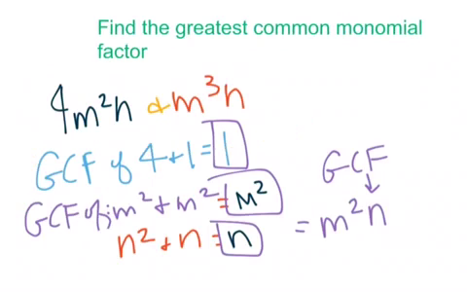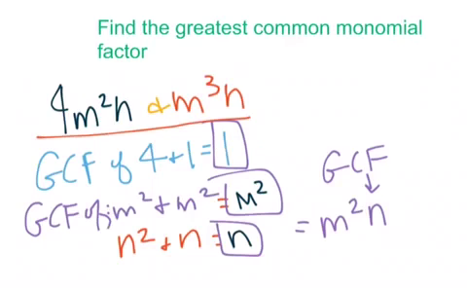Alrighty, so find the greatest common monomial factor. Right here, we have 4m squared n and m cubed n. The first thing you're going to do is find the GCF of the coefficients. The coefficients here are 4 and 1. The GCF of 4 and 1 is going to be 1. Then you do the greatest common monomial factors of m and n.